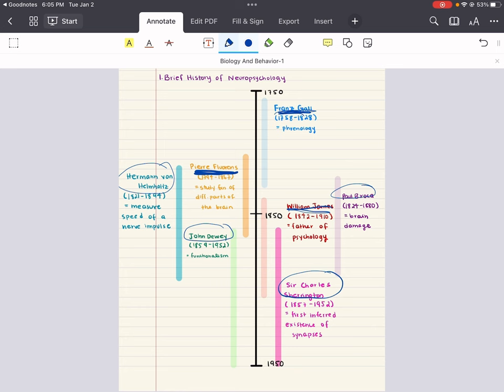So, with that being said, we've talked about what we need to for the organization of the nervous system. The next thing we want to talk about is the organization of the brain.